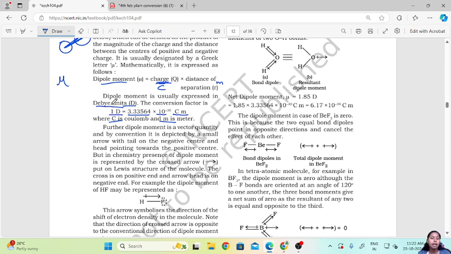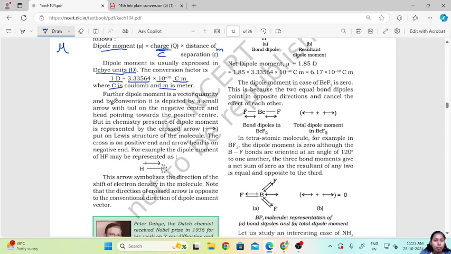Further, dipole moment is a vector quantity, and by convention it is depicted by a small arrow with its tail on the negative center and head pointing towards the positive center. It has a magnitude and it also tells you the direction. How do you know the direction? It is depicted by a small arrow, with the tail on the negative center and the head pointing towards the positive center.